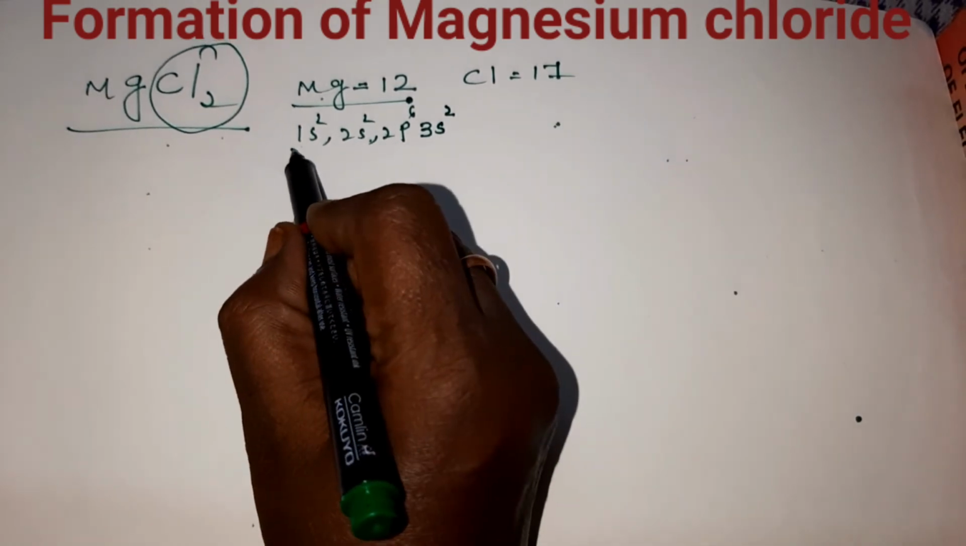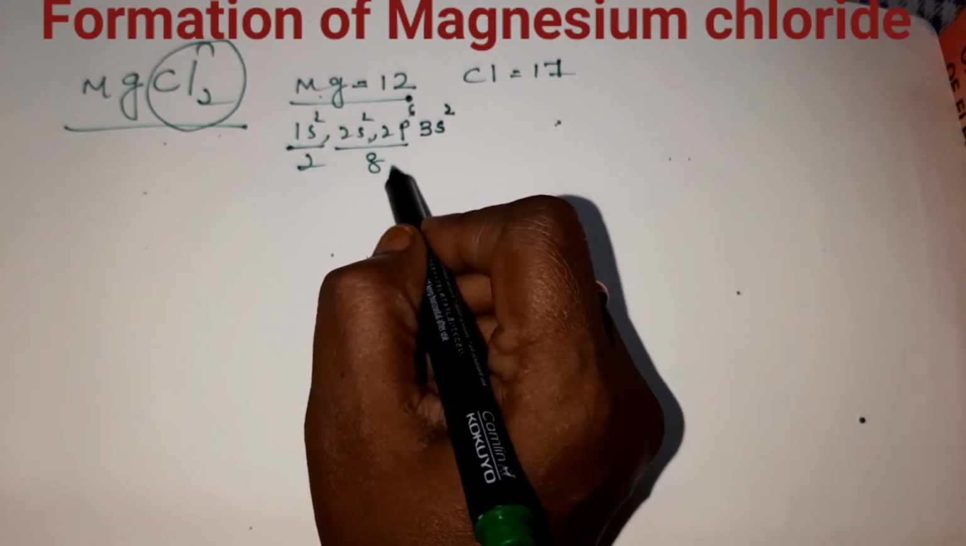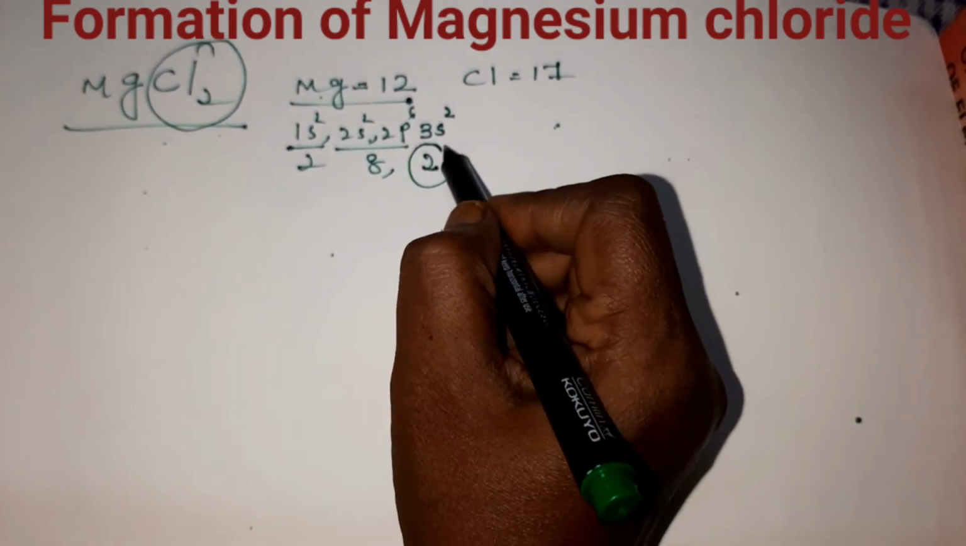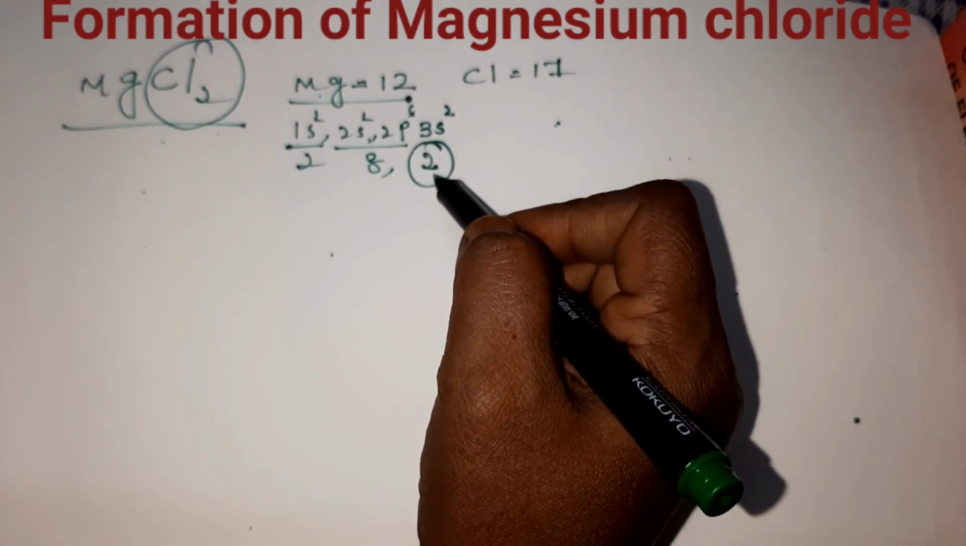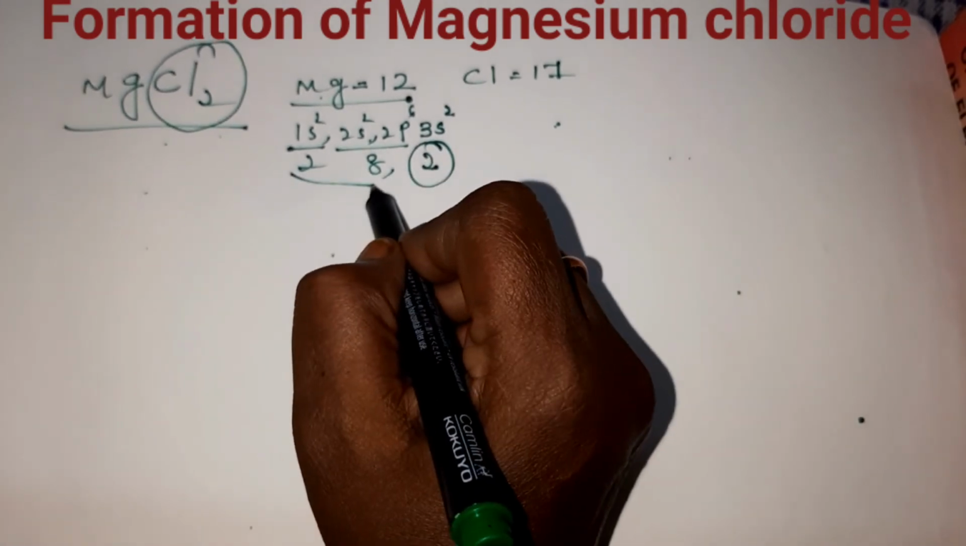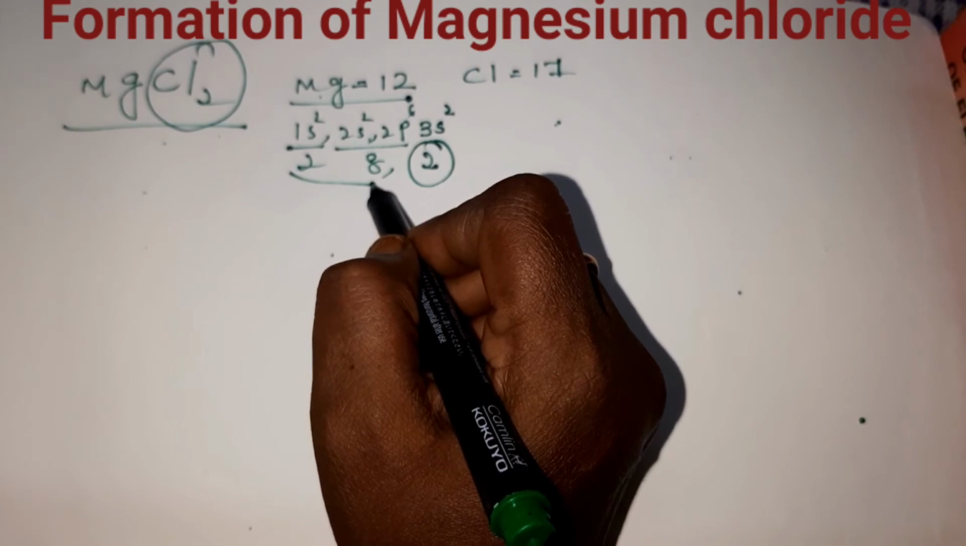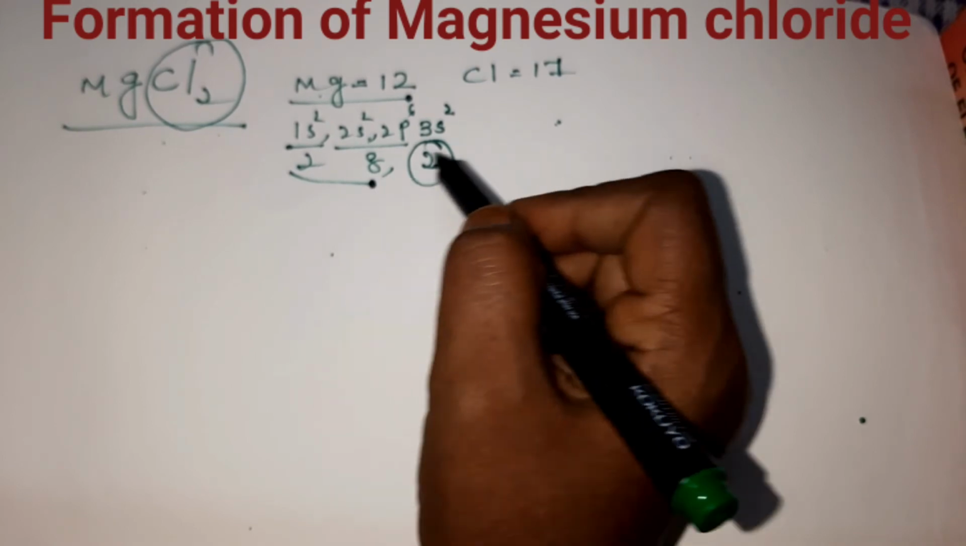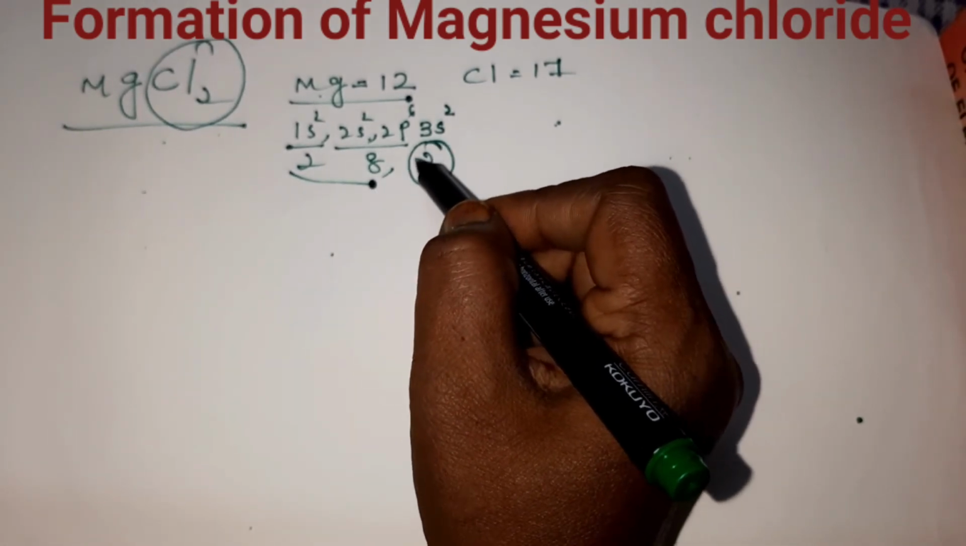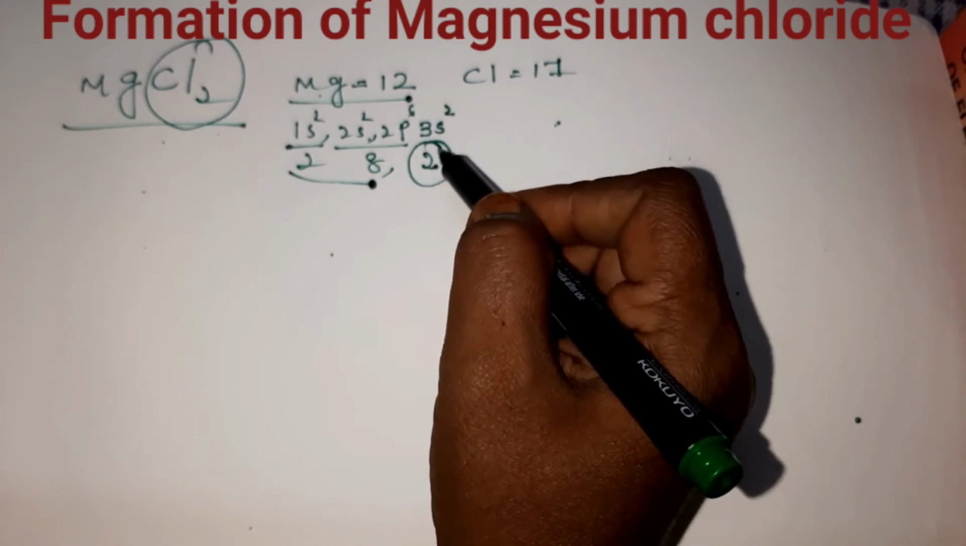Clear, children? 2, 8, 2 electrons. So, 2 electrons in the outermost shell. In order to attain octet electron configuration or noble gas or inert gas electron configuration, it has to lose 2 electrons or it has to donate 2 electrons.